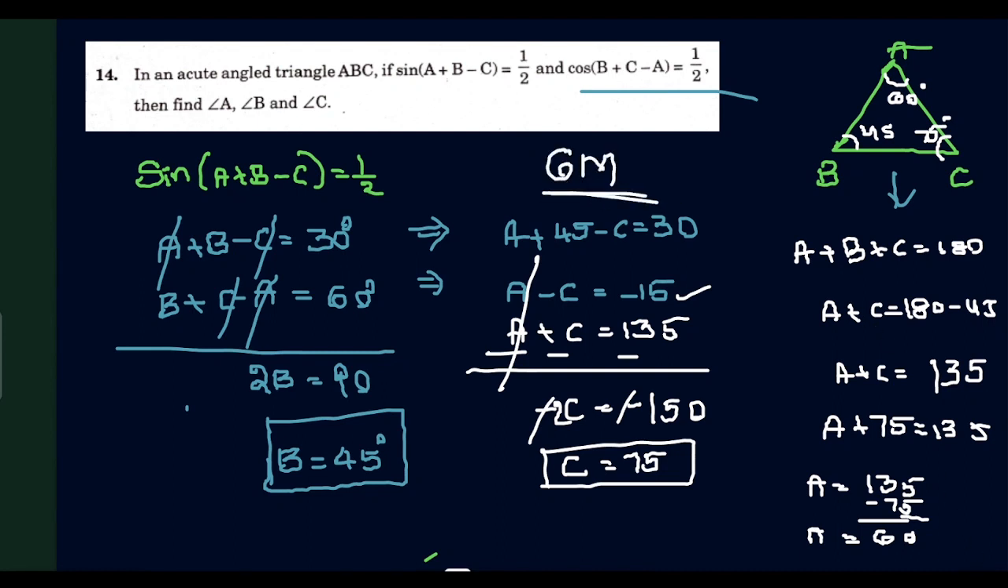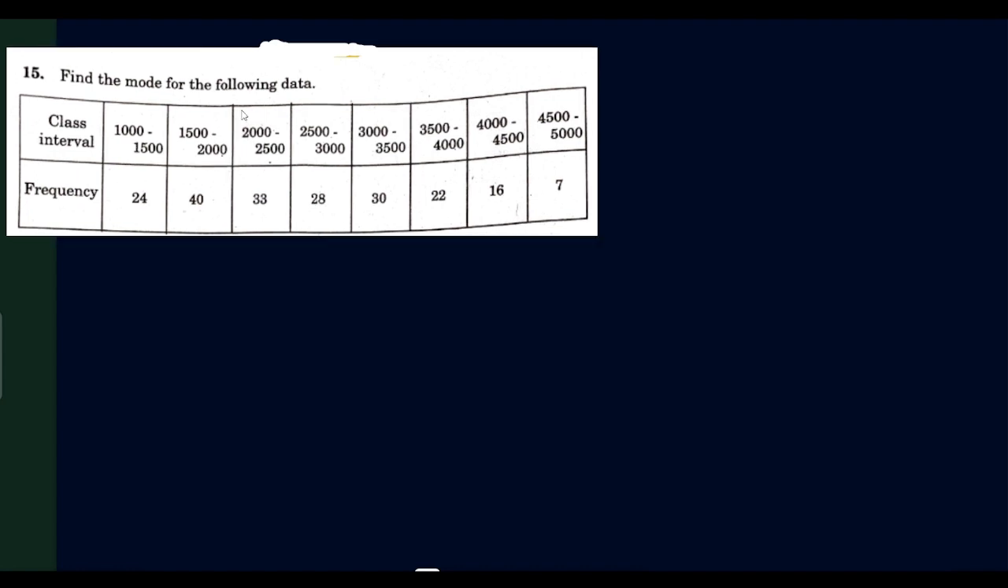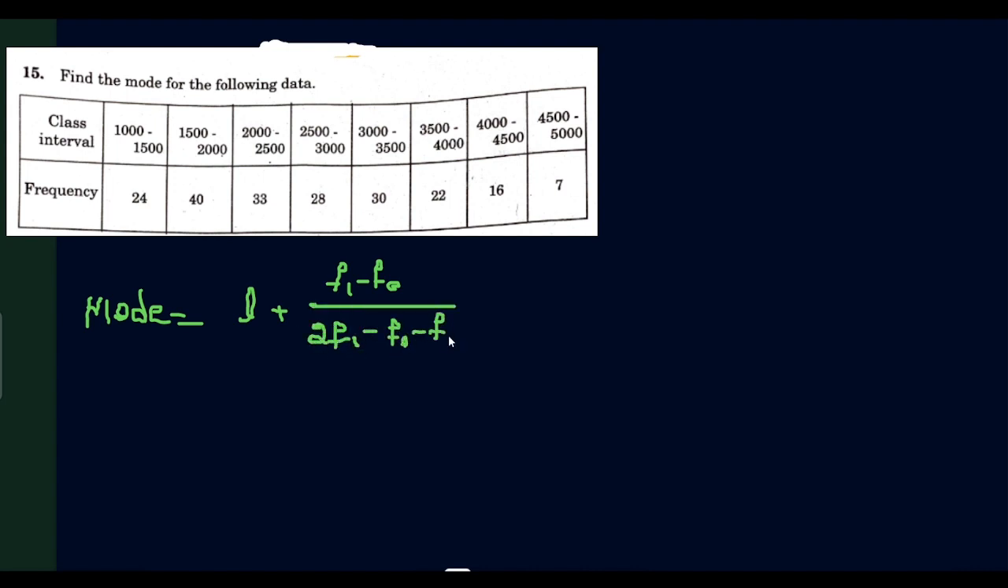Fine. Now let's see the next question. Here he has given some data and is asking us to find the mode. So guys, here he asked about mode, right? So just write the mode formula once. What is the mode formula? Mode is equal to L plus (F1 minus F0) by (2F1 minus F0 minus F2) into H.